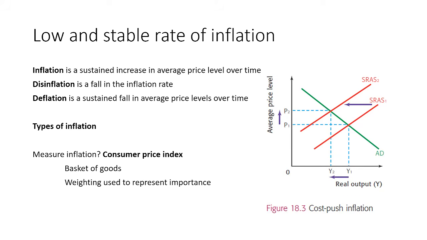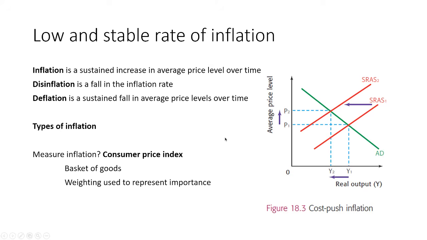Another goal is a low and stable rate of inflation. The definition of inflation is a sustained increase in the average price level over time. Disinflation is a fall in the inflation rate, so it's not deflation, because deflation is a sustained fall in the average price level over time. This is usually shown on the diagram by shifting the average price level, an increase or a decrease in those values.